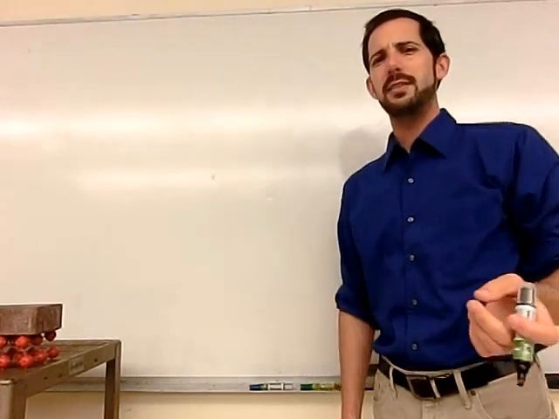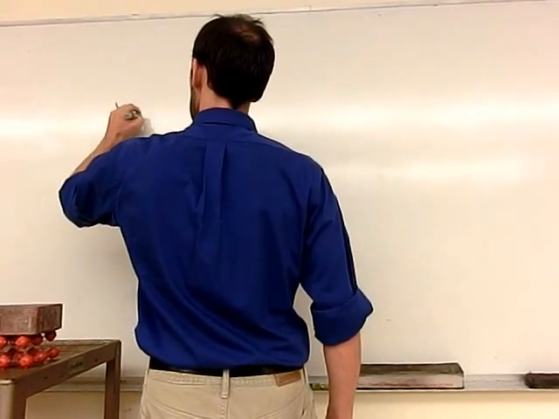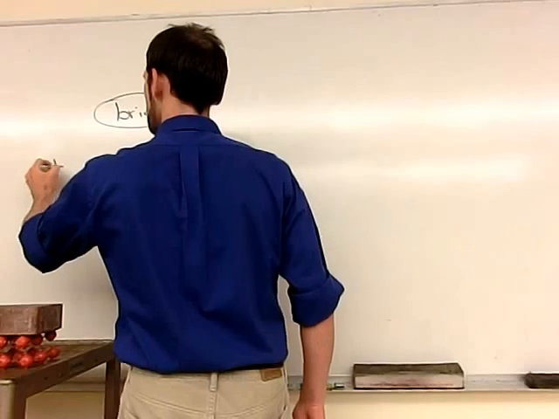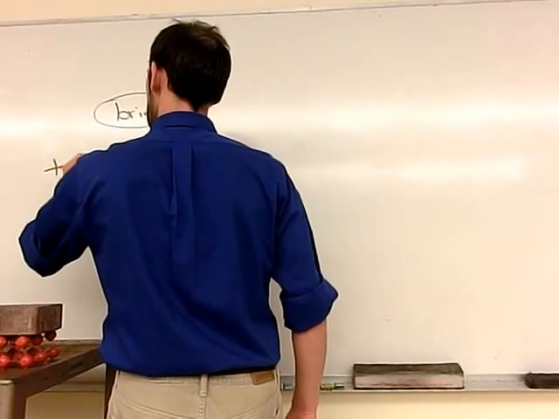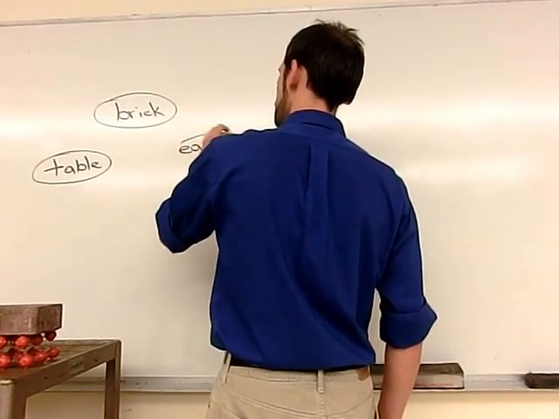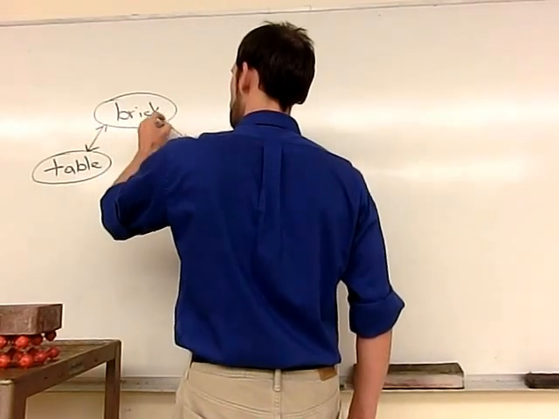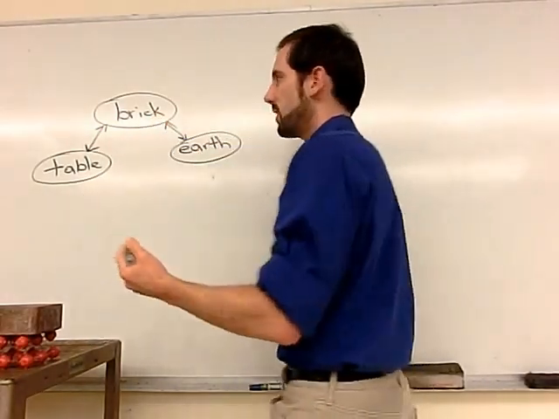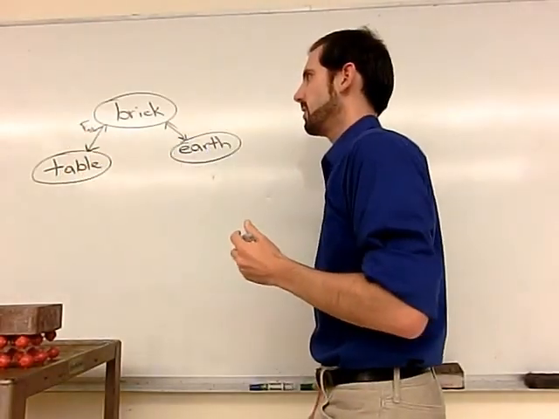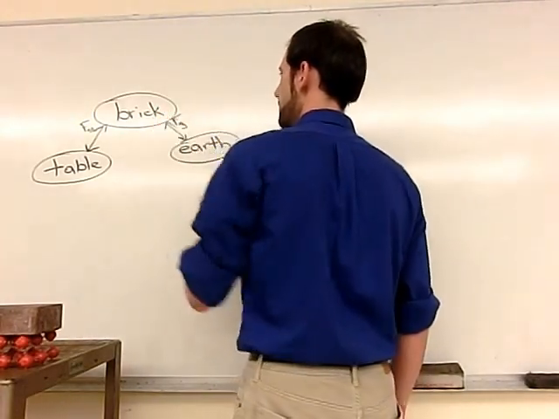So simplifying the interaction diagram, we have the brick. We have the table. We have the earth. Draw these dual arrows. We know now that the table acting on the brick can be written as F surface perpendicular, and then the earth acting on the brick is F sub G.